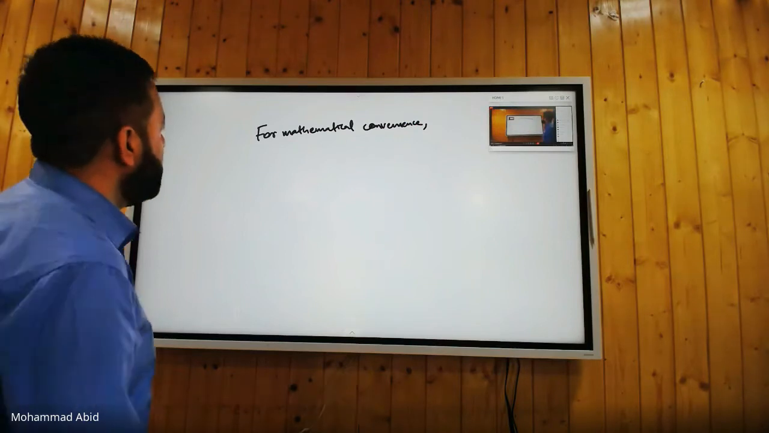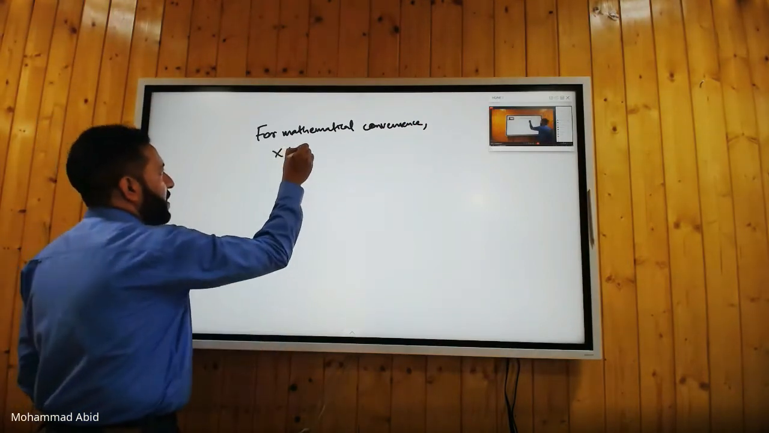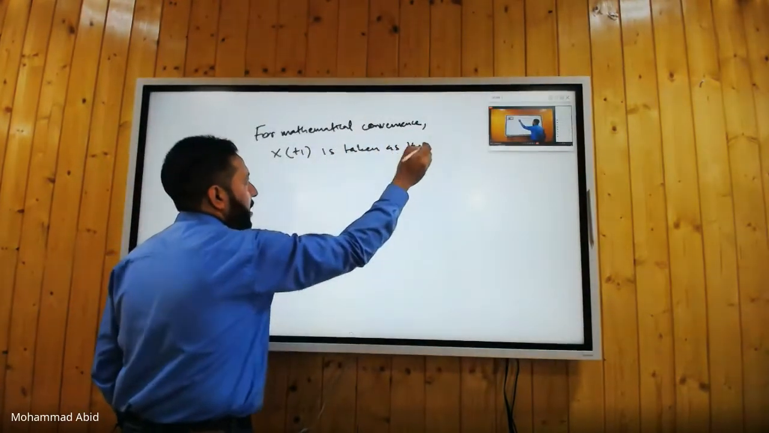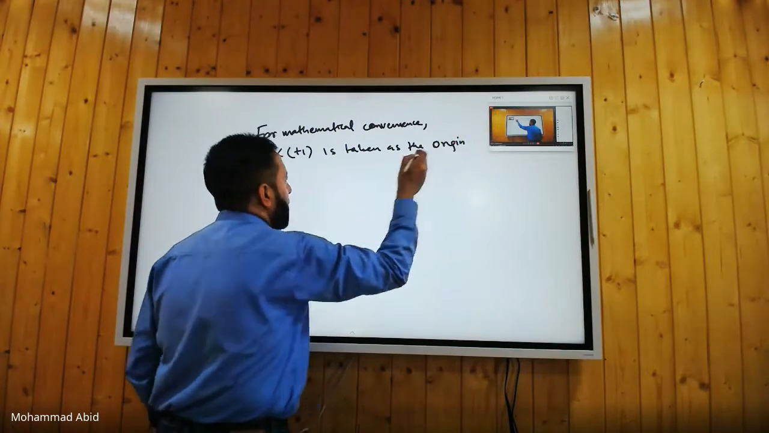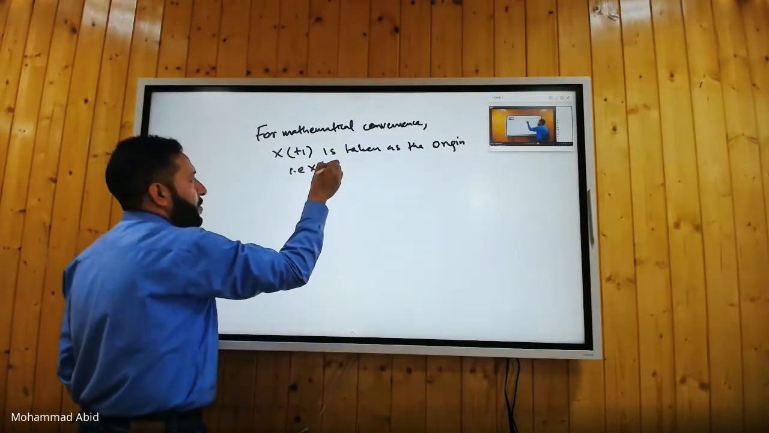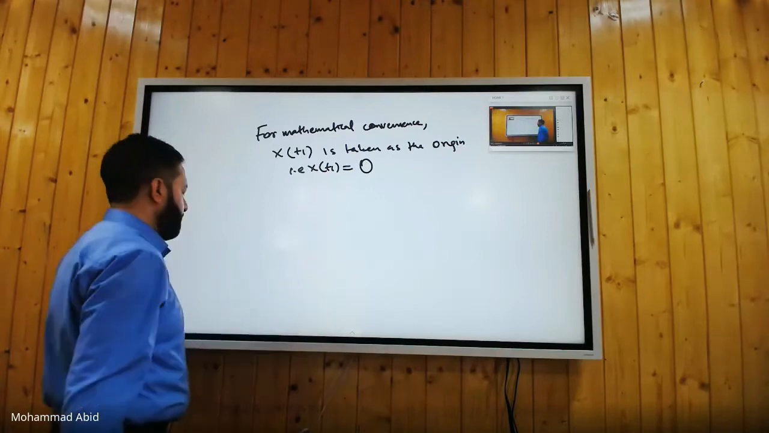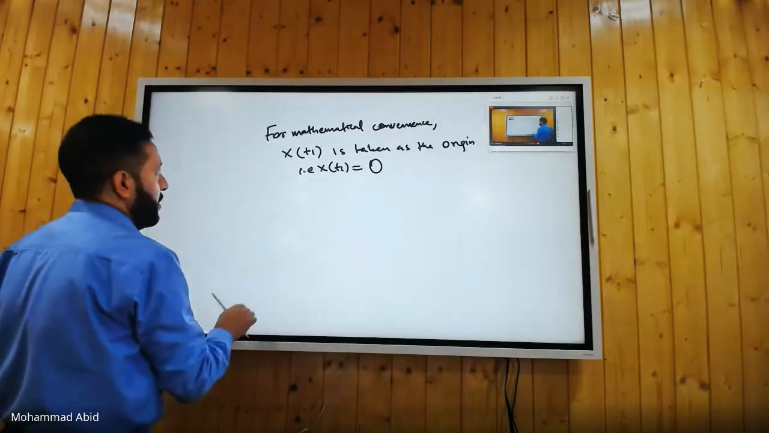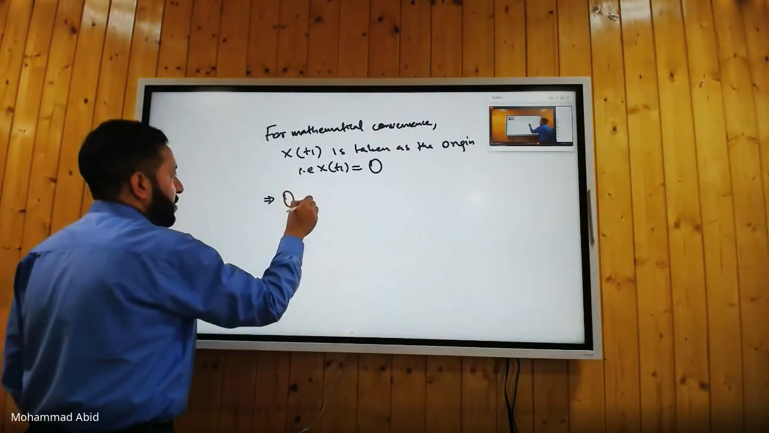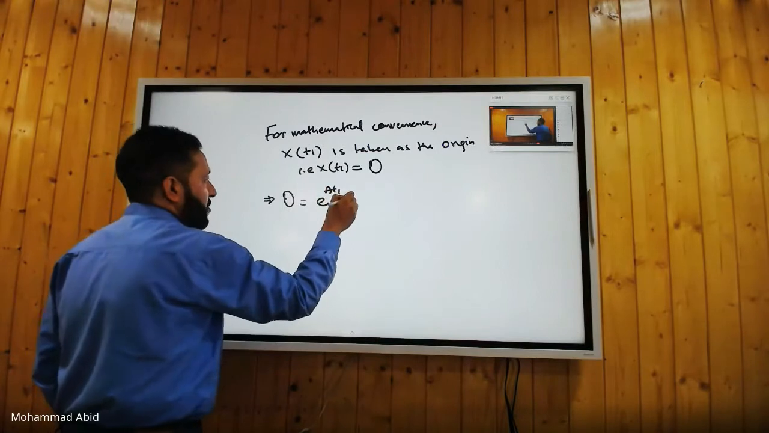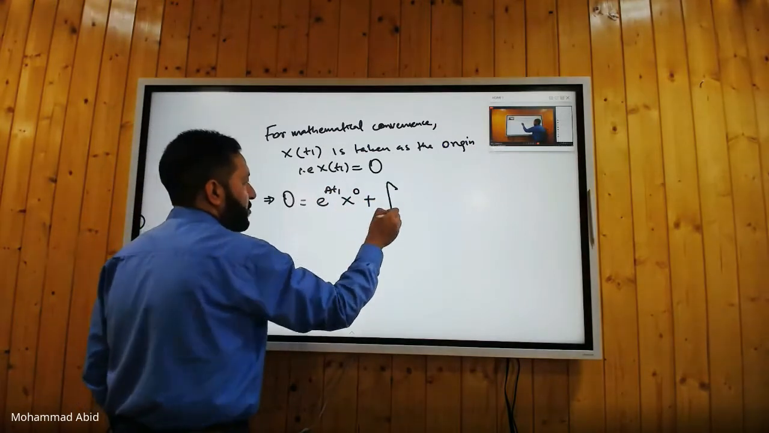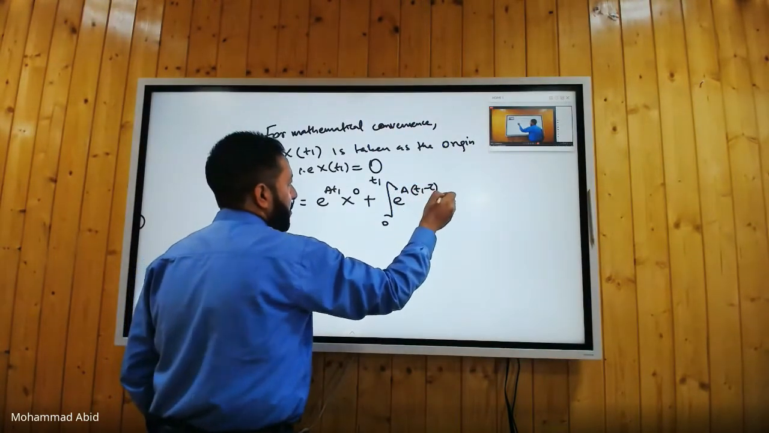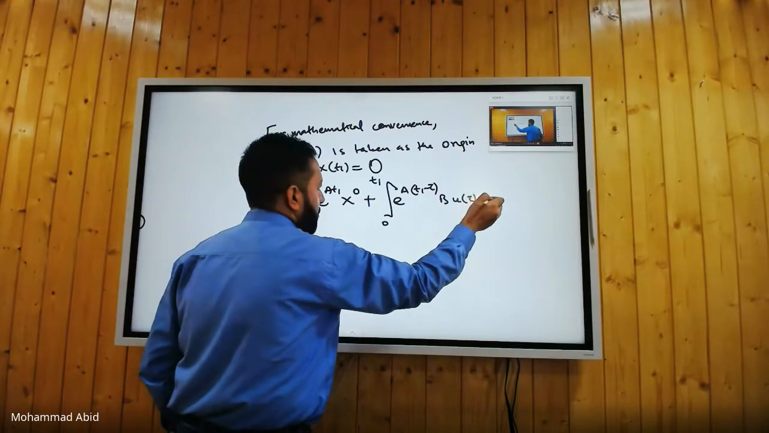So for mathematical convenience, x(t1) is taken as the origin. That is, x(t1) we take equal to the 0 vector. This is a vector. So in this equation, what do I have? Instead of x(t1), I can put 0, which is equal to e^(A t1) x0 plus the integral from 0 to t1 of e^(A(t1 - tau)) B u(tau) d tau.